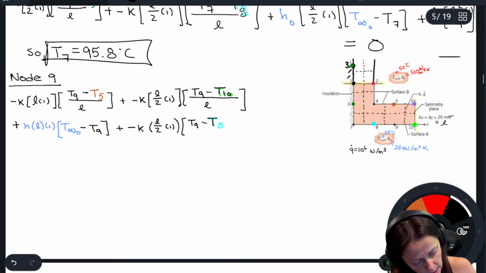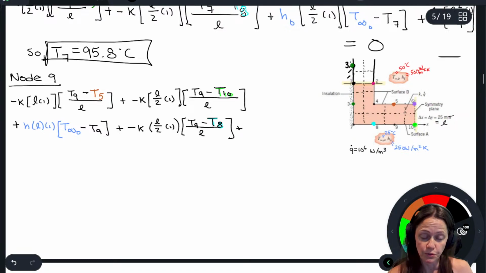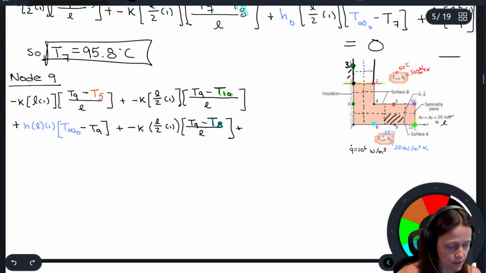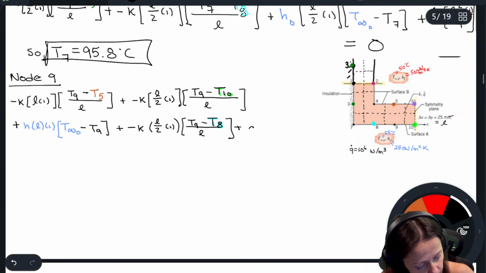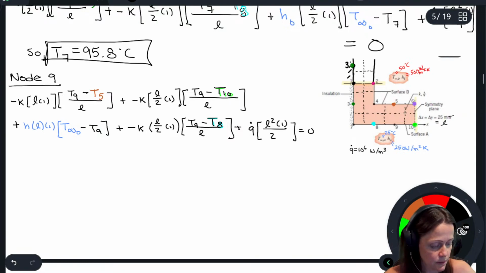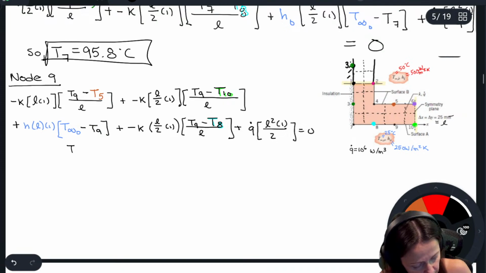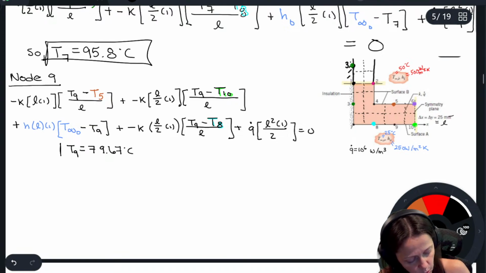Again, you probably can't see that, so I'm going to trace over it a little bit, over L. And then you've got your volumetric heat generation, and this is in a half element, plus q dot times L squared times the 1, but divided by 2. And all of that's equal to 0. And so now I could just solve for T9. So I've got T9 equal to 79.67 degrees Celsius. And I will box that guy right there.